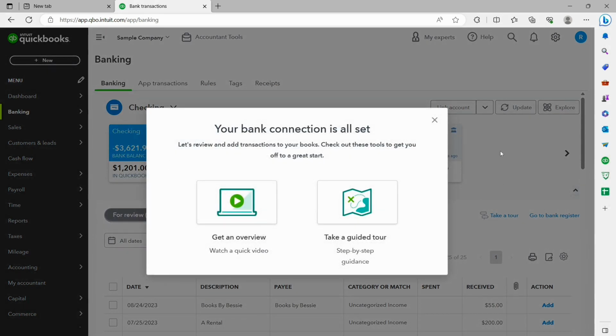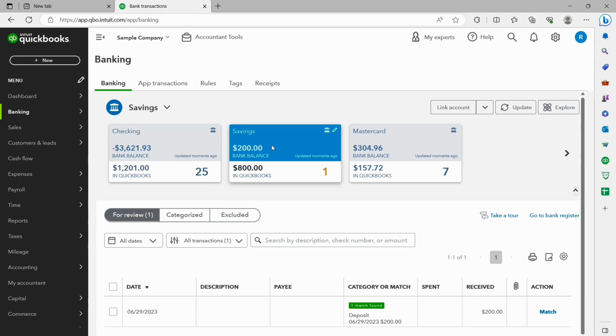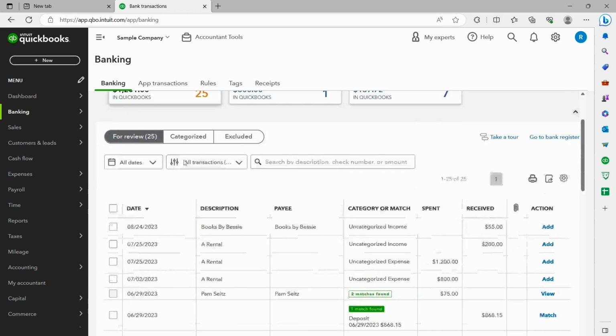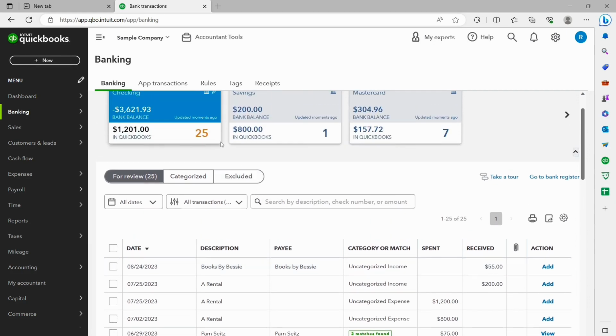Okay, this is a pop-up sample company. Supposedly this is your checking account. You might have one or two checking accounts, a savings account, MasterCard, one or two, whatever you have. They're all here. This is your checking account. This is savings. Now we're talking about the checking account. These are exactly the transactions that are in your bank account.